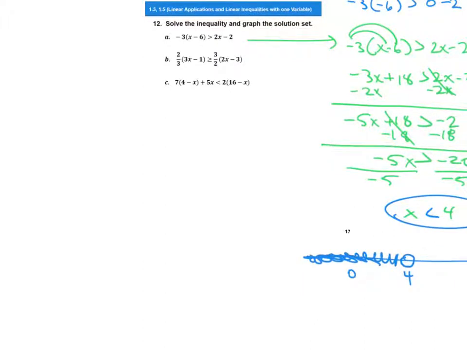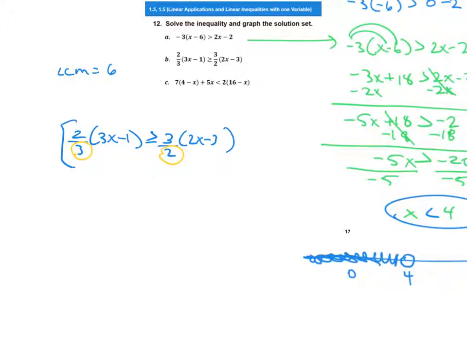All right, so let's look at B. Got 2/3 times 3x minus 1 is greater than or equal to 3/2 times 2x minus 3. So here's one way to do this. Since I see that I haven't distributed the fractions yet, I could look at the denominators and I can see that I've got 3 and I've got 2. So I'm going to multiply by a least common multiple of 6.